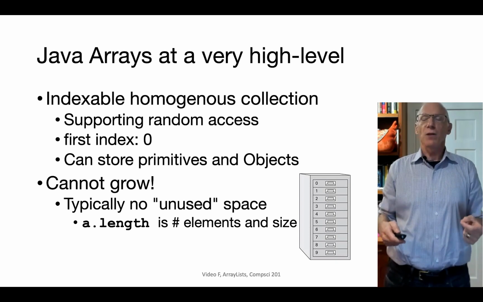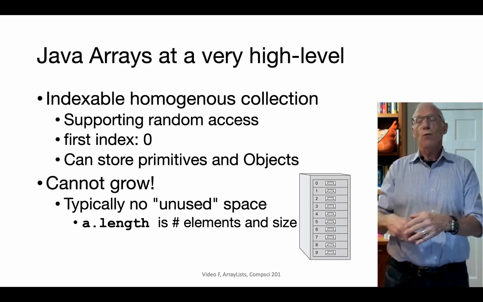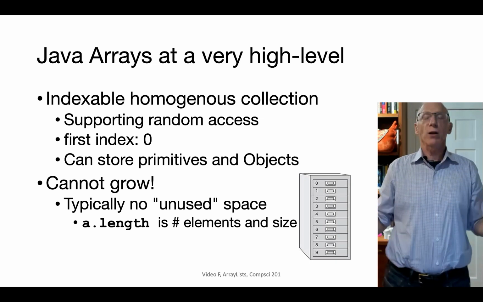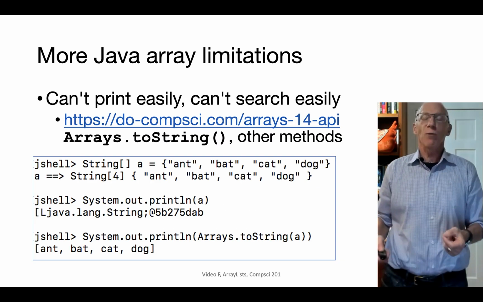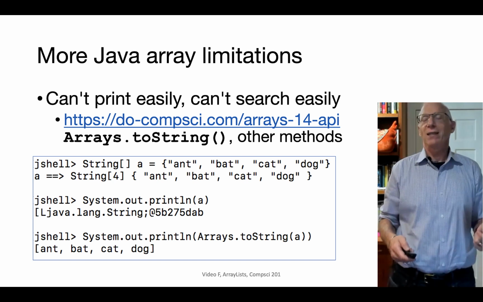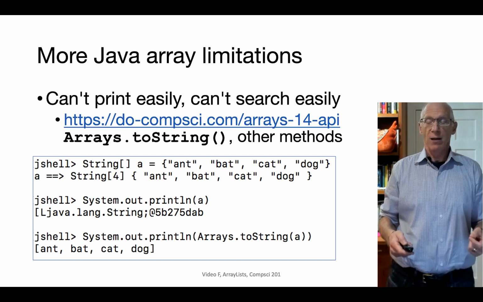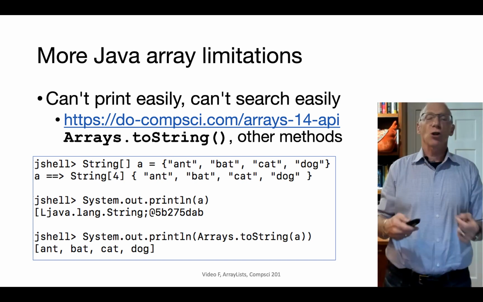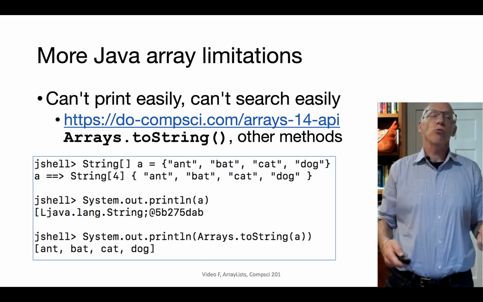That lack of the ability to grow makes arrays useful for reading information, not so much for growing or extending. And so for that, we will use array lists. But arrays have other limitations. For example, you have to write your own loop to search an array. You have to write your own loop to find the first or last occurrence of an element in the array. In fact, arrays don't even print well.